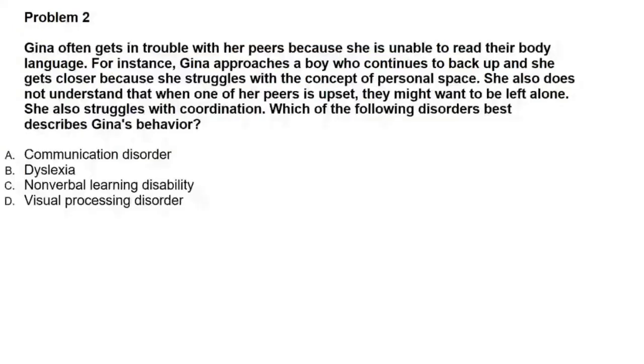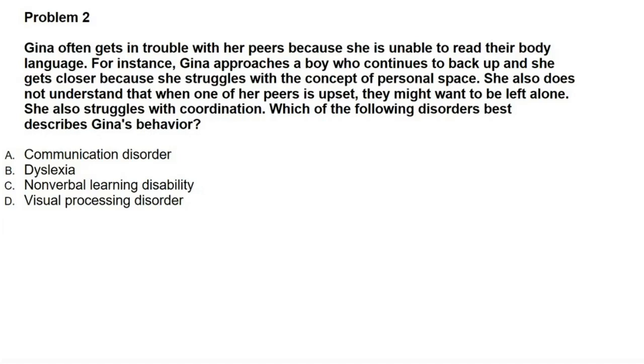Problem 2 says, Gina often gets in trouble with her peers because she is unable to read their body language. For instance, Gina approaches a boy who continues to back up, and she gets closer because she struggles with the concept of personal space. She also does not understand that when one of her peers is upset, they might want to be left alone. She also struggles with coordination. Which of the following disorders best describes Gina's behaviors?